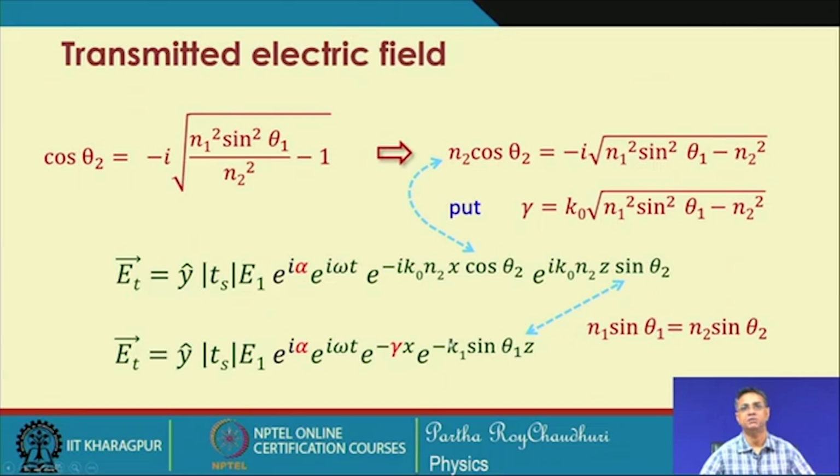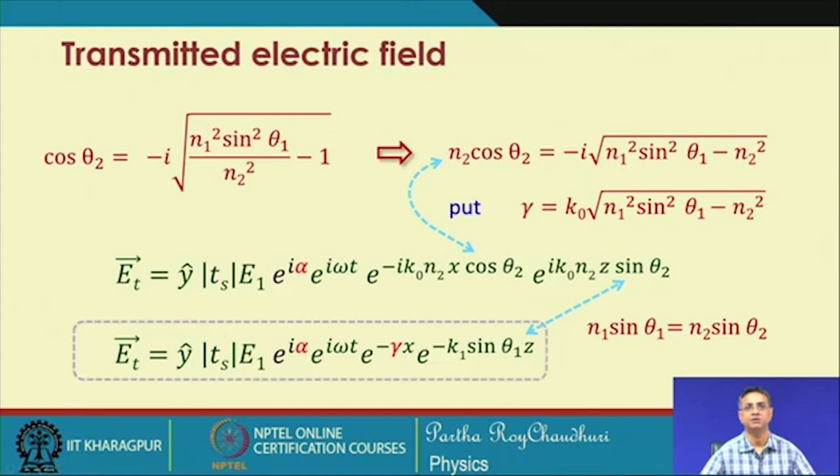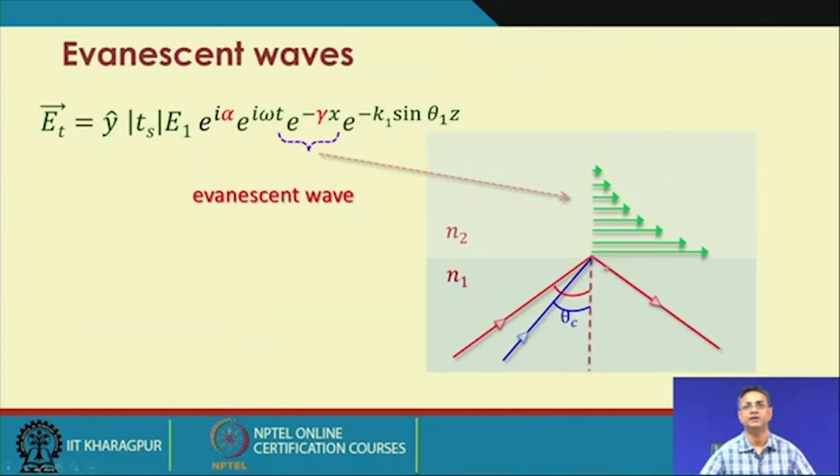There should be one i missing here, there should be one i here. So, this quantity, e to the power of i gamma x, is now attached to the amplitude. That means, in the transmitted wave the amplitude decays exponentially with x. So, there is a wave after transmission from the interface whose amplitude decays exponentially, and that is what is called the evanescent wave.